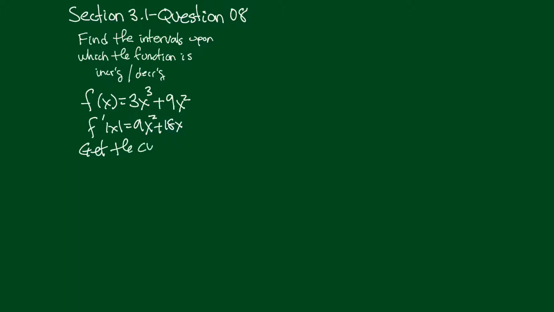We get the critical values by asking two questions, but we're only going to ask one here because this function is a polynomial function. It's always defined. It's a smooth, continuous curve. There's never any corners or cusps or breaks or gaps. So we don't need to ask the second question, where is it undefined? Just the first one, where is it equal to 0?